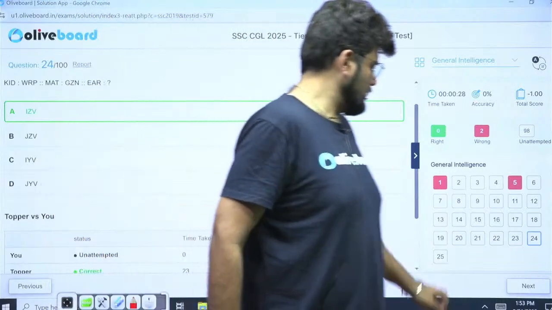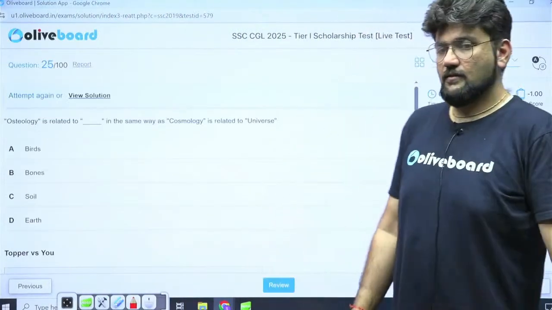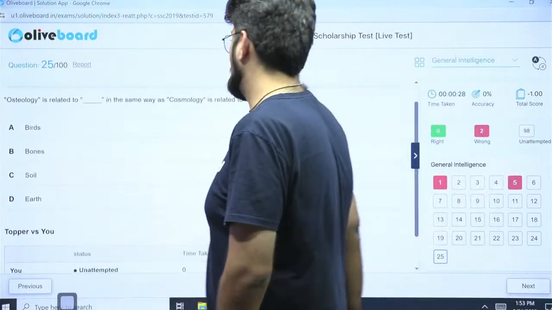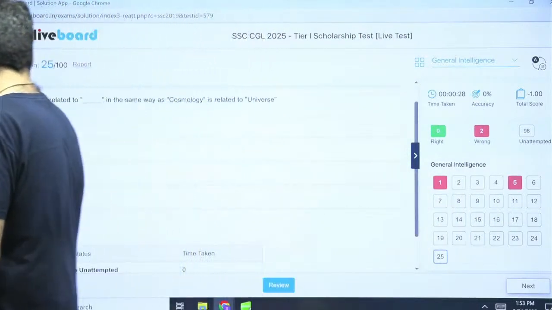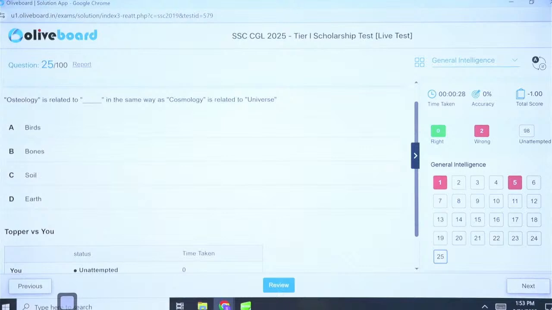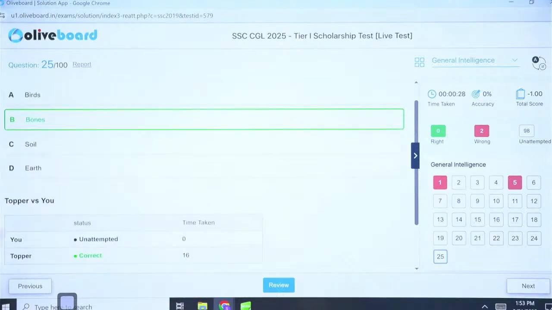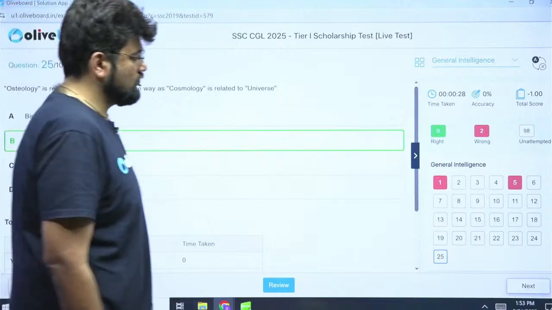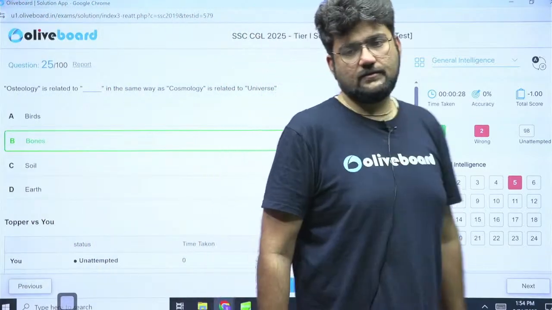And the last question for the scholarship test. Osteology is related to dash in the same way cosmology is related to universe. Osteology is the study of bones. Cosmology is the study of universe. Simple word analogy based question. Option B is the right answer.